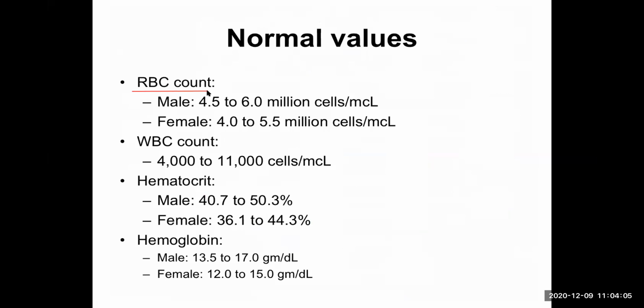Regarding the RBC count, in male, it is 4.5 to 6 million per microliter. This is microliter. Whereas in female, we have 4 to 5.5 million cells per microliter. So we have, you know, a very increased number of RBC in our blood.